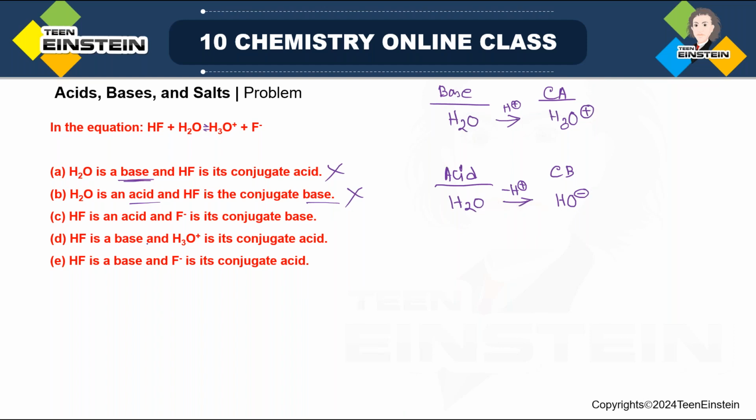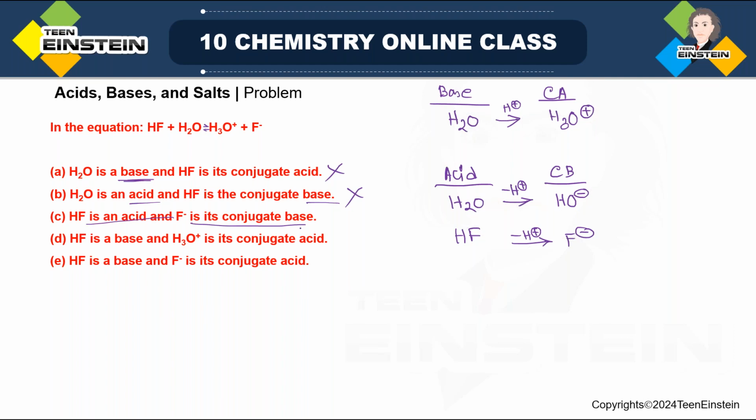The third option is saying that HF is acid. So again, under the acid category, I am writing HF. Now, if it is an acid, it will donate some H plus and be converted to F minus. So F minus should be its conjugate base. And here it is mentioned that HF is acid and F minus is its conjugate base. So this is actually correct.